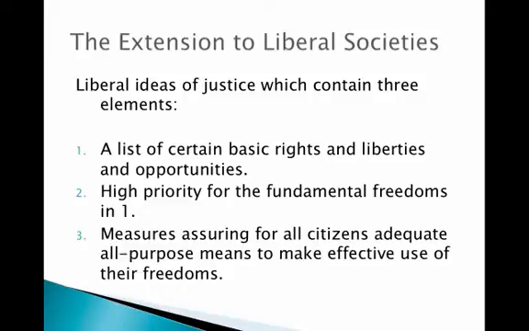Okay, so liberal ideas of justice contain 3 elements. First, they have a list of certain basic rights and liberties and opportunities. Second, they have a high priority for the fundamental freedoms in 1, and 3, they have measures assuring for all citizens adequate all-purpose means to make effective use of their freedoms.